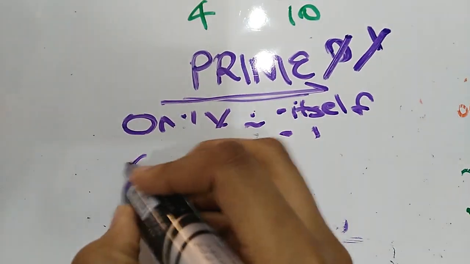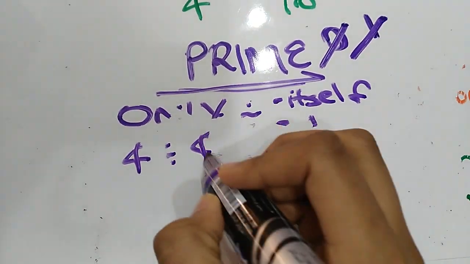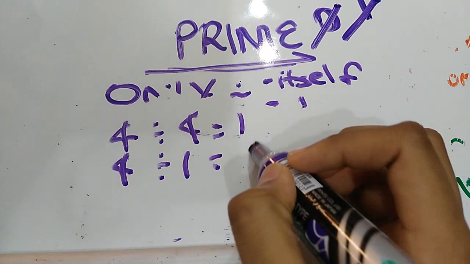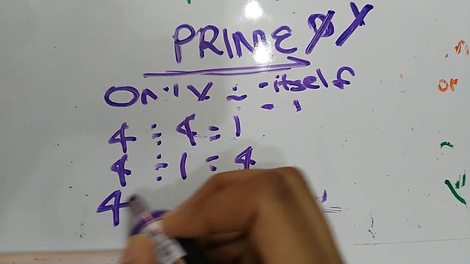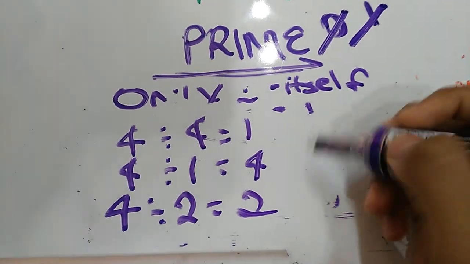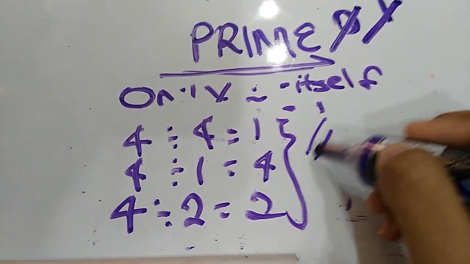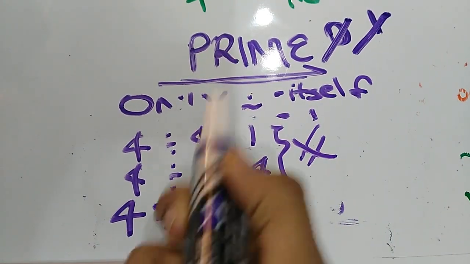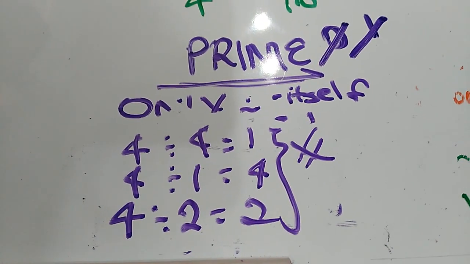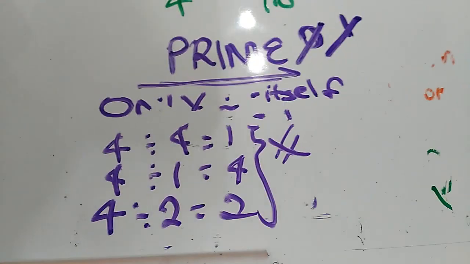Last example, what about 4? 4 can be divided by itself to give a whole number, and it can be divided by 1 to give a whole number. Can it be divided by other numbers to give a whole number? Yes, it can. Therefore, it does not fit the criteria of being a prime number because it can be divided by another number to give a whole number. So 4 is not a prime number.